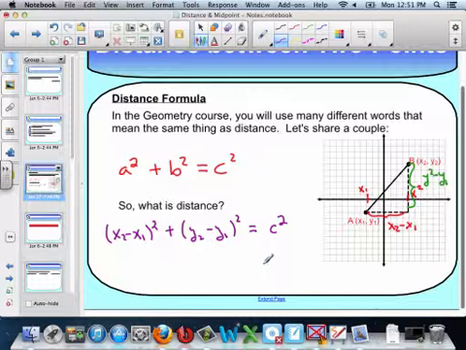Now, do I want c squared or I just want c? I just want c. So how do I get rid of the square? Take the square root of it. Okay, the only way to cancel out a square is to take the square root. And that's how we get the distance formula.